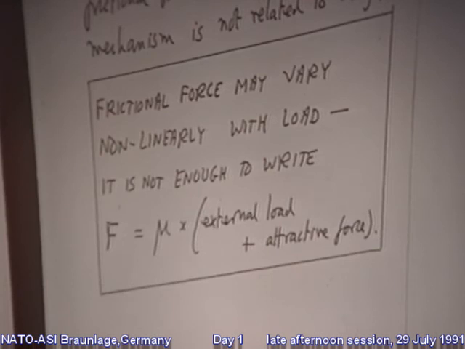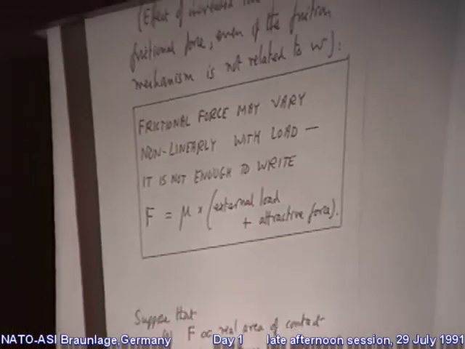Namely, that if you've got something that's behaving according to the JKR model, or at any rate is responding to surface forces, you're going to get a bigger contact area than you would otherwise, and this is going to change the friction behavior. And the result is that the friction force may vary non-linearly with load. You might think that it was enough just to add the attractive force onto the external force and multiply by mu, but that turns out to be not the case.